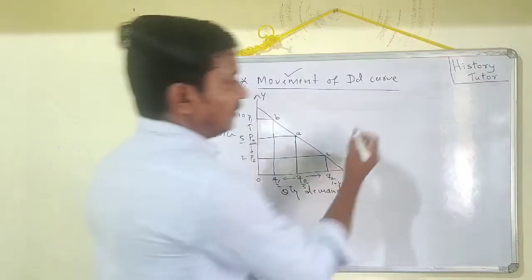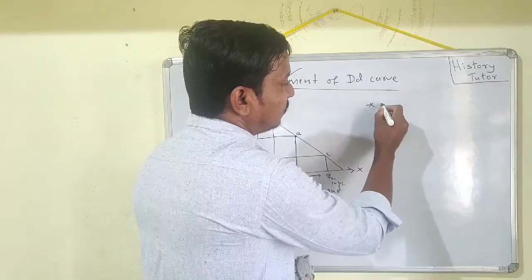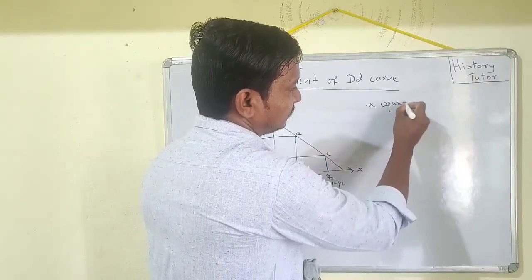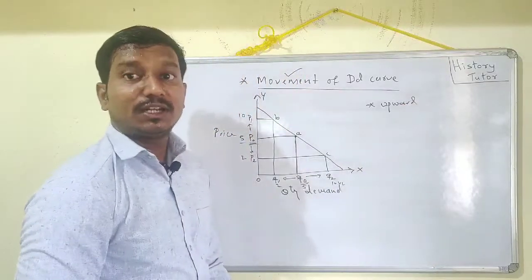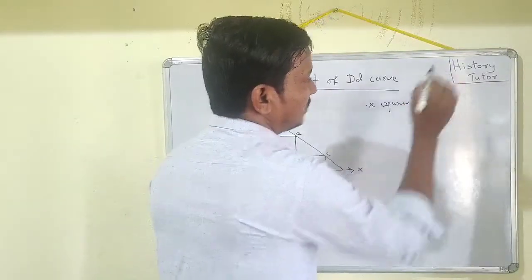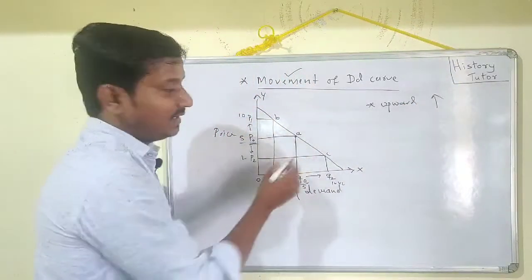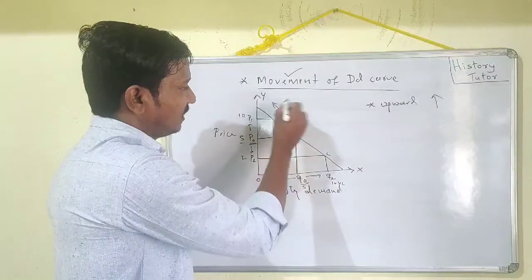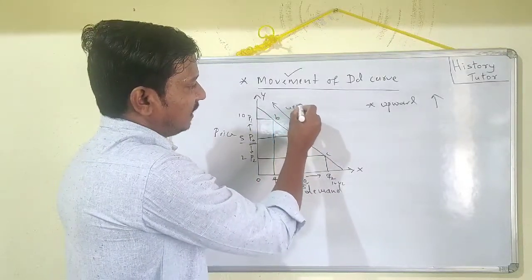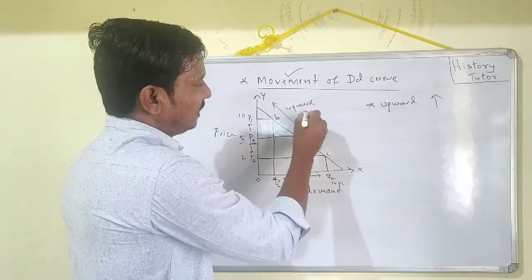So let us come to this now. When the demand curve moves upward, when it moves upside, this is the basic, as I mentioned, and this is how it shows the upward movement. And this is the upward movement.